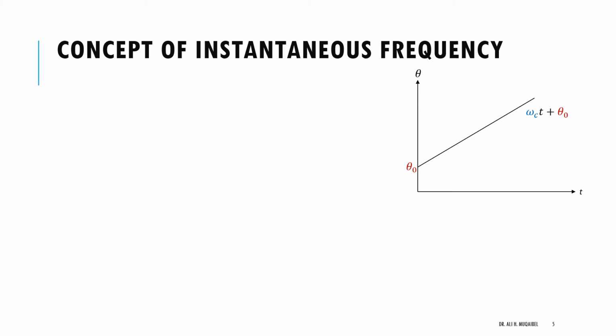Now let's introduce the concept of instantaneous frequency. A sinusoidal carrier with fixed frequency and phase is given by the following expression. The expression shown here, where the blue part of the signal represents the frequency and the red part represents the phase.